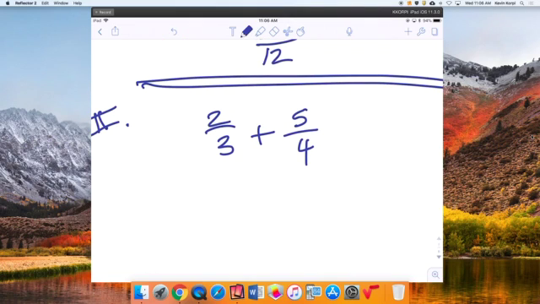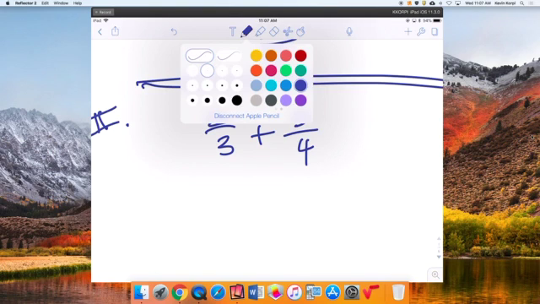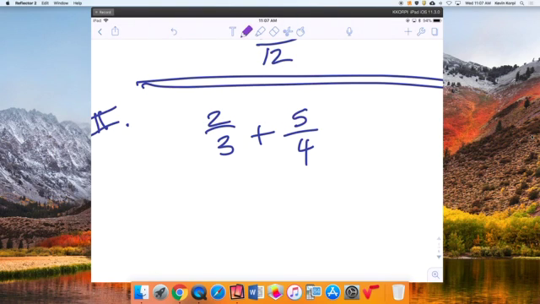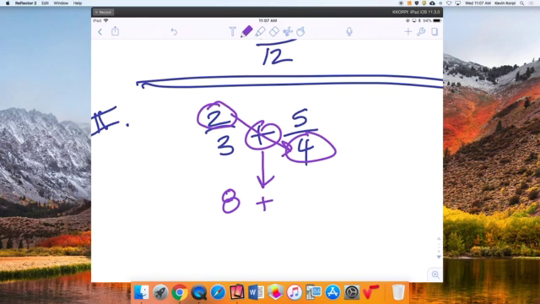Whenever you need a common denominator and your two denominators are co-prime, you could do what I call, for lack of a better term, the crisscross applesauce method or the multiply butterfly multiply method. I don't know. The name's not important. But you start in the top left. You multiply it by the bottom right. 2 times 4 is 8. Then you take the middle sign, which is plus, and then you start on the top right and multiply down the other diagonal. 5 times 3 is 15.